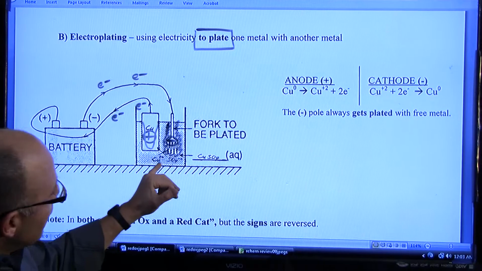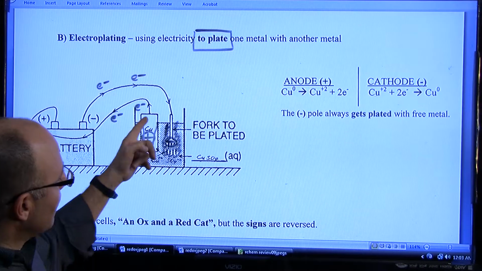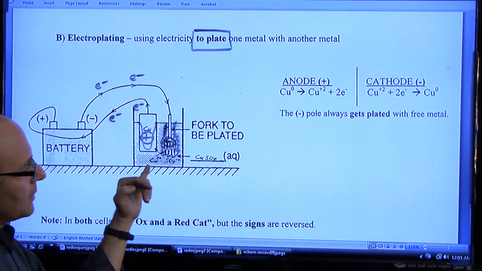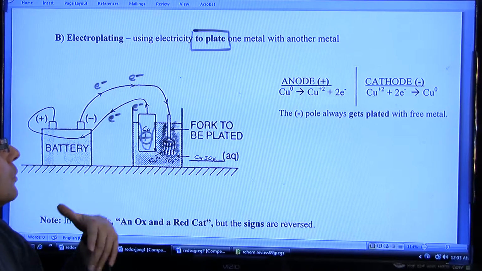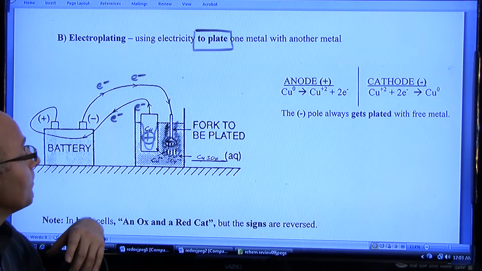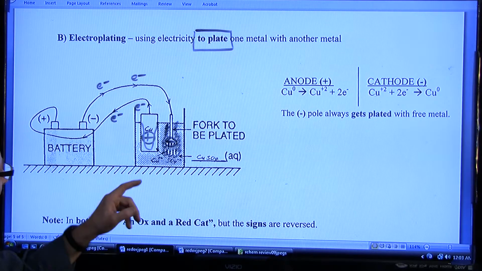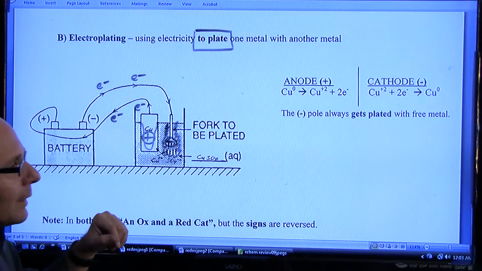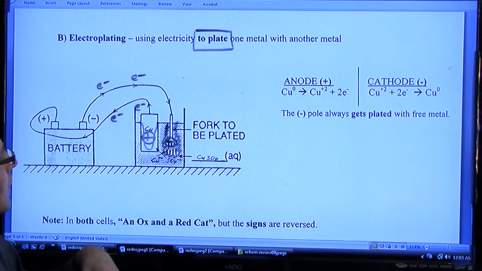So inside here, you're going to need a solution that contains the positive ion of whatever metal you're using. So for copper, use copper sulfate because it contains copper plus 2 here. If you wanted to plate with gold, you'd use gold ion, Au plus 3. If you wanted to plate with silver, you'd use silver ion, Ag plus. But I use copper here in this illustration because I demonstrated this one in class with my students, and I plated a fork with copper.